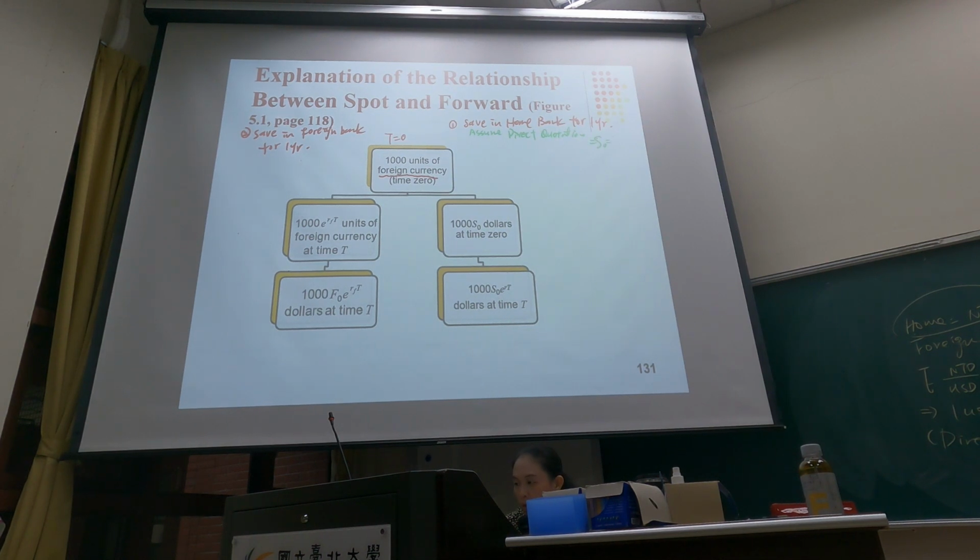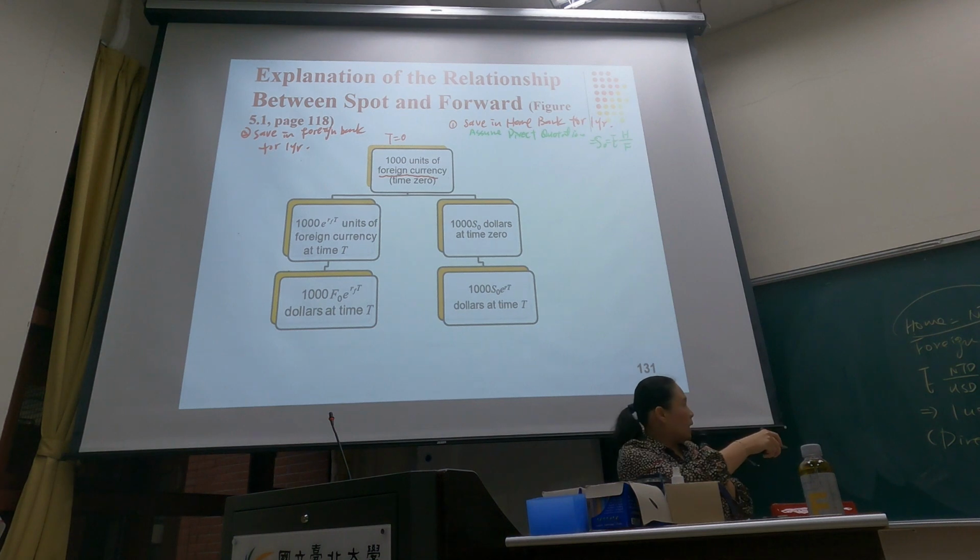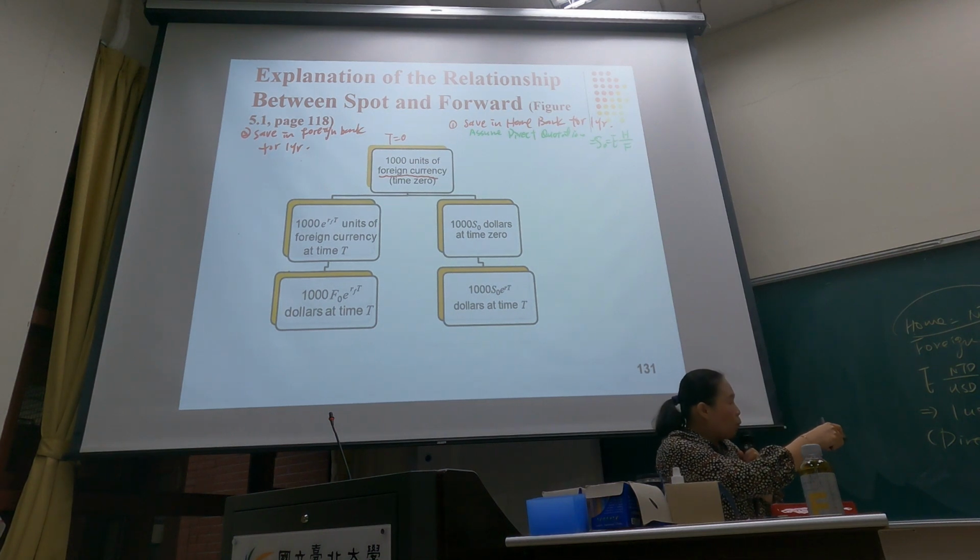S0 equals EH over F. S0 is your exchange rate. Are we okay with that? S0 here is your exchange rate, converted. Basically in this case, S0 is 32.5. Can you guys follow me?